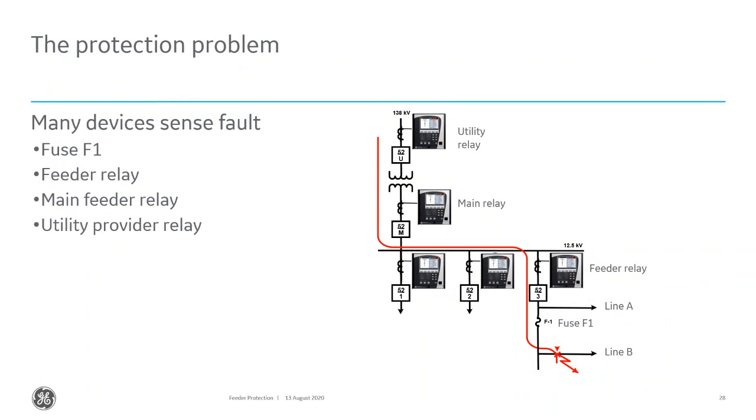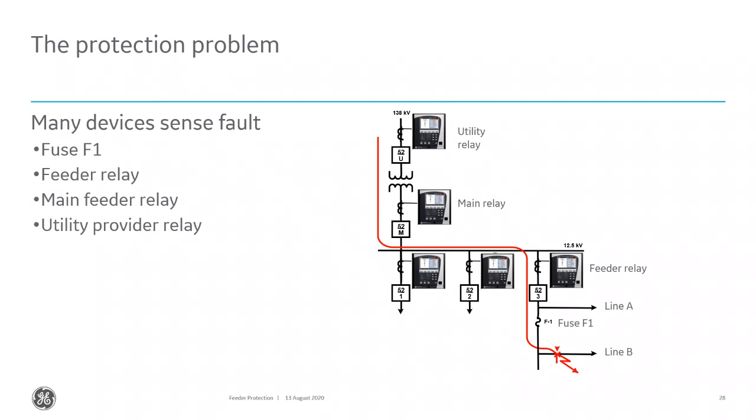So let's talk about the protection problem. What happens? We have a typical industrial facility here with a single source and a number of feeders, a number of breakers off of that source. So what happens if we have a fault, for example, on line B, which is associated with distribution breaker number 3?